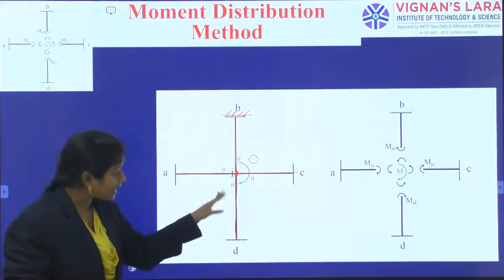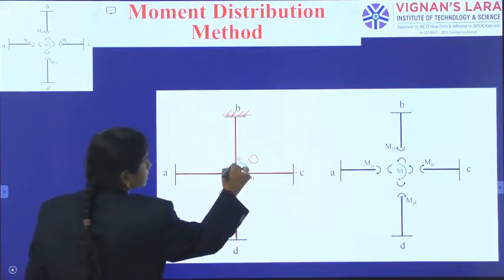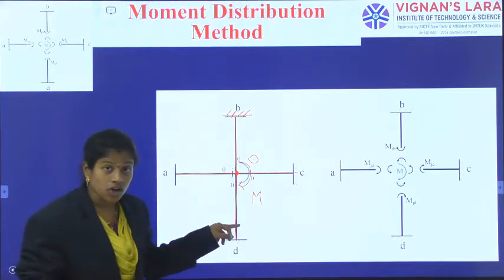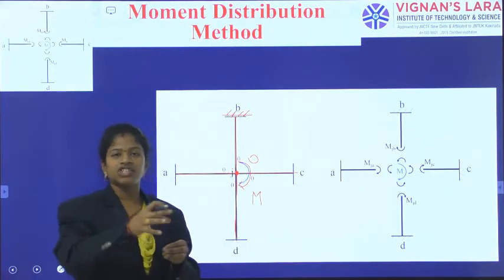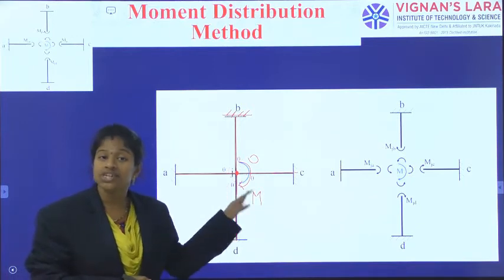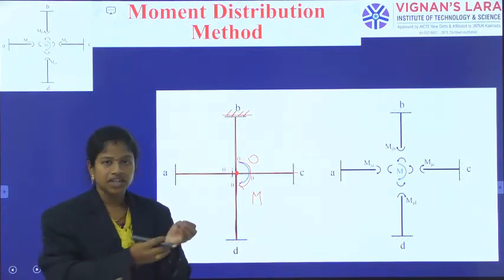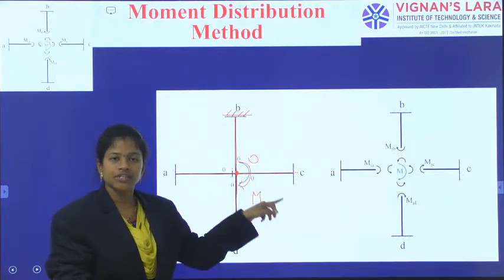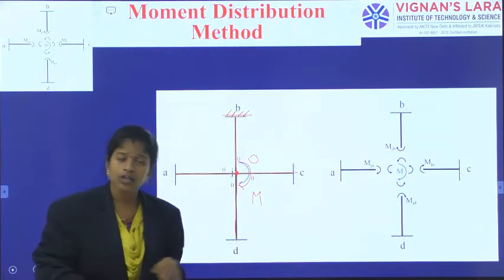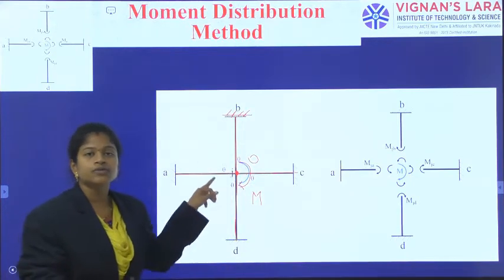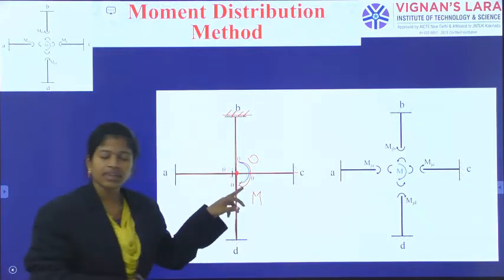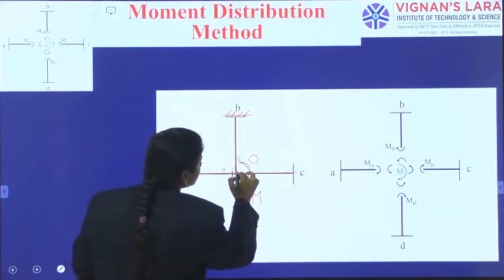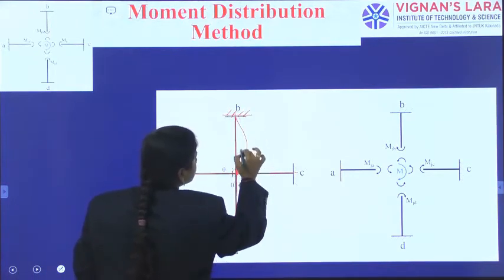In this way we have given, and for this structure I am applying a moment of capital M in the clockwise direction. Due to the application of moment, the total moment will be distributed among them. And what is the distribution theorem? The distribution of those moments will be according to their stiffnesses. According to their stiffness proportion only these moments will distribute. And also we have taken one more condition, that slopes will be equal at the rigid joint. The slopes which are generated will be equal at the rigid joint.